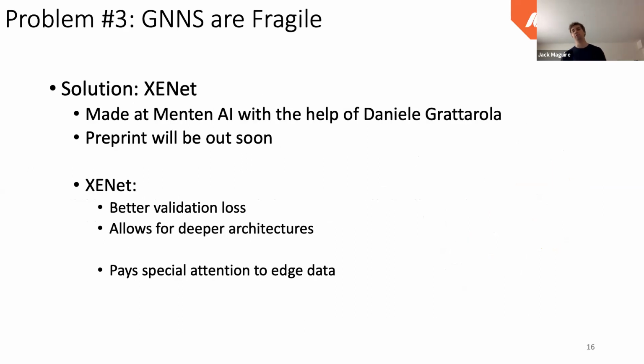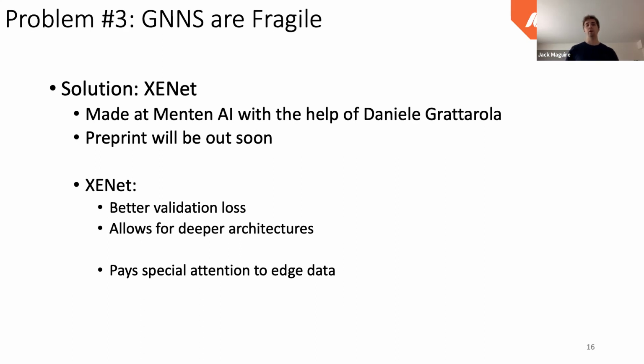The solution I'm proposing for this is also a little bit self-involved, but there's this new convolution, XENet, which we made in Menton with the help of the spectral maintainer, Daniele. The preprint will be out in a few weeks, as well as Menton GCN, which is inside that.